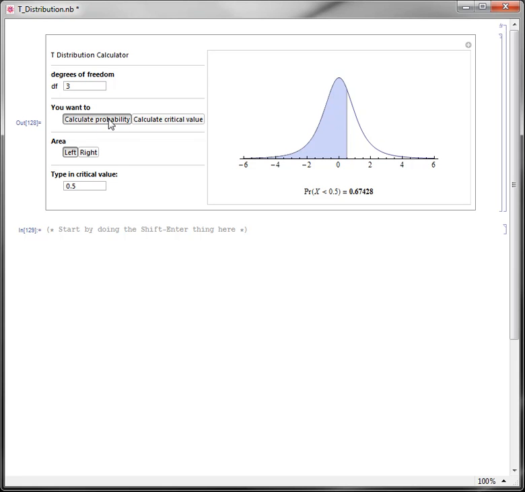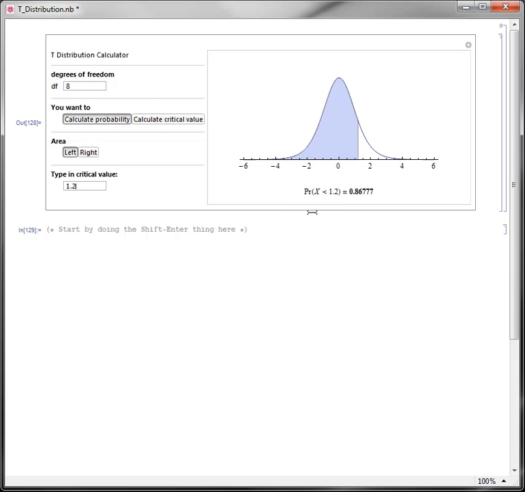Okay, so there are two things we can do with this probability calculator. We can compute probabilities and thresholds. So let's ask ourselves two or three questions and answer them. Suppose that we have a student t-distribution with 8 degrees of freedom, and we'd like to know the probability that a random quantity from such a distribution is less than 1.2. What would we do? Well, change the degrees of freedom to 8, and then change the critical value to 1.2. And we see here in this statement that Mathematica is doing the computation for us that we've asked for.